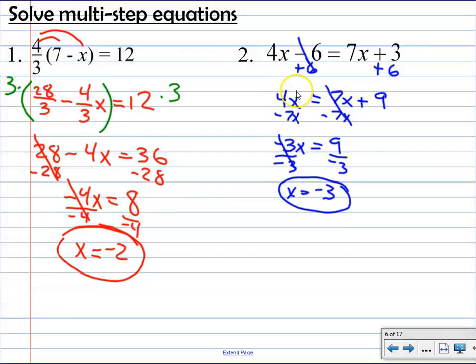So I need to get the x to the opposite side because I already have the constant term 9 on the right side. So I've got to get the x's alone on the left side. So I subtracted 7x to eliminate the positive 7x I had. That left me with negative 3x equals 9. And then I divided by negative 3 to cancel out the negative 3 being multiplied by x. And I got x equals negative 3.